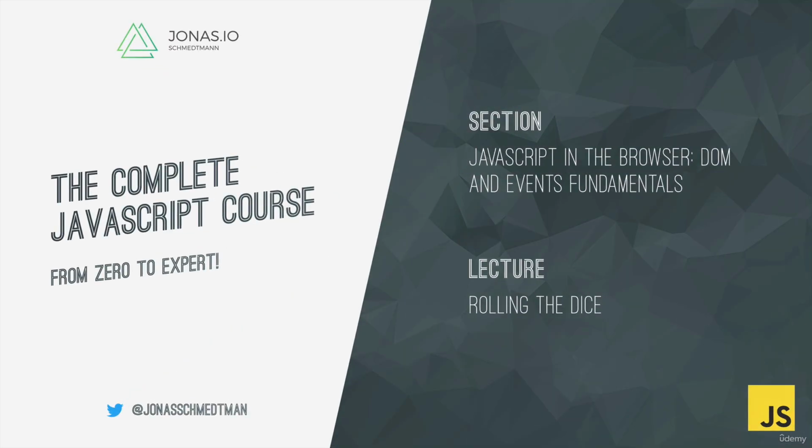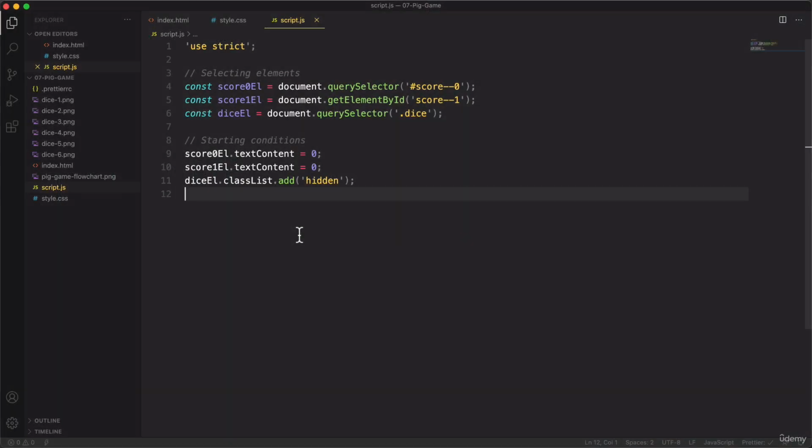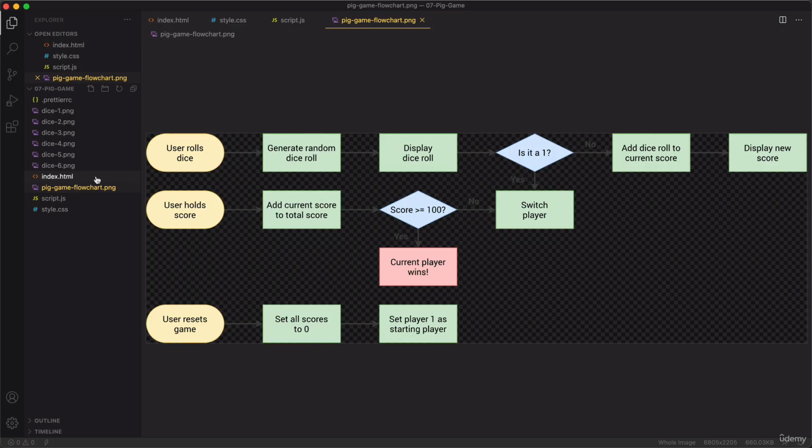In this video, we will actually start implementing our game's functionality. And we will start with the most important functionality, which is rolling the dice. And let's start with another look at our flowchart here. So that's why I included it in the starter files.